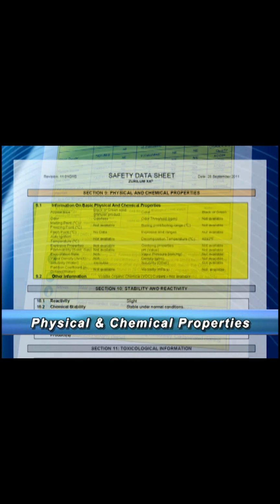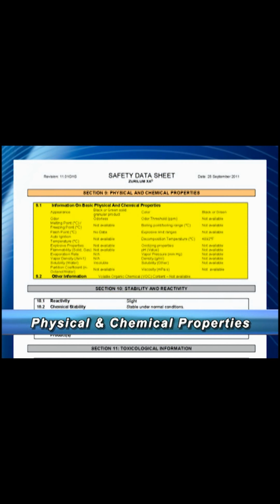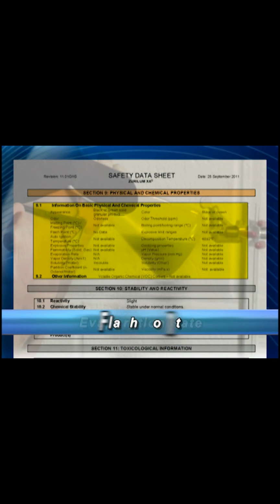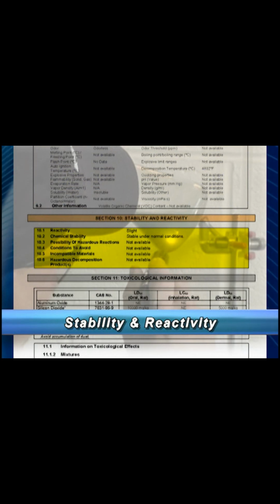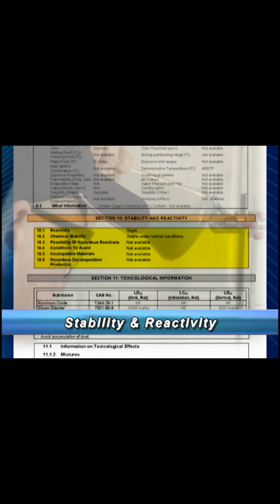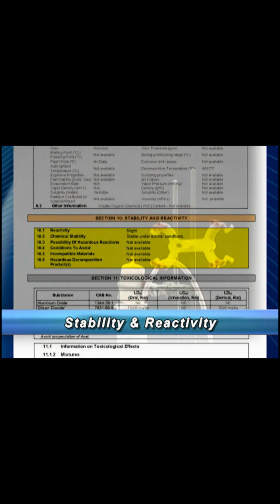In Section 8, safe exposure limits are provided, along with appropriate methods to reduce a worker's exposure, such as engineering controls and personal protective equipment. Important physical and chemical properties are listed in Section 9, including odor threshold, evaporation rate, and flash point. Section 10 deals with stability and reactivity. In other words, how stable is the chemical, and are hazardous reactions to incompatible materials or specific environmental conditions a possibility?